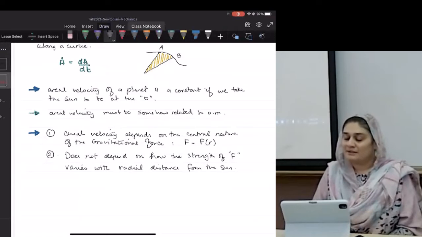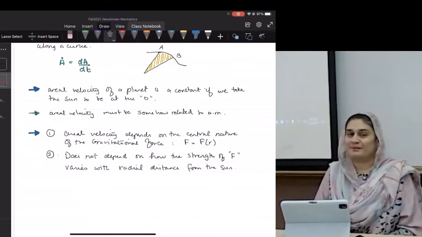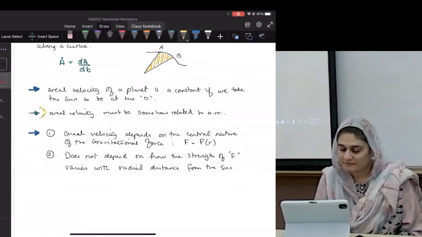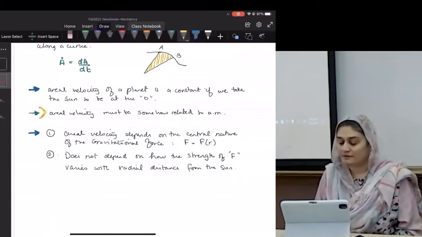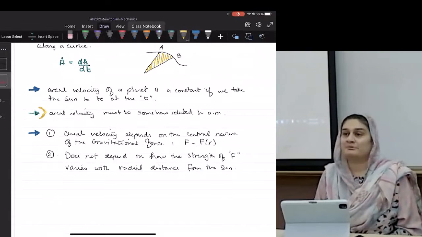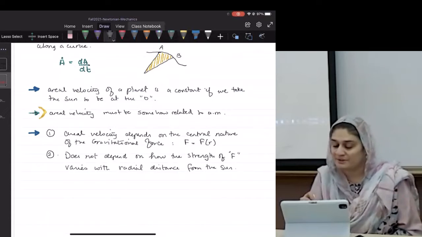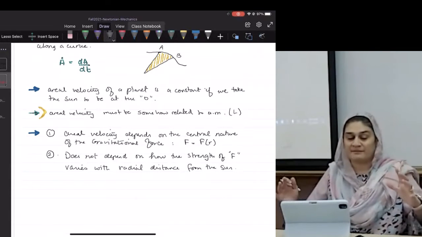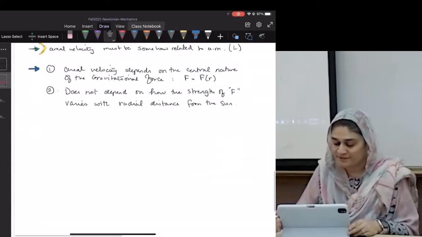So now let me prove the big statement I made. Well, this one basically. What is that related to? What is that again? Angular momentum. Yeah, it somehow has to be related to the angular momentum L. So that's the big statement I've made. Okay, so how do I prove this?